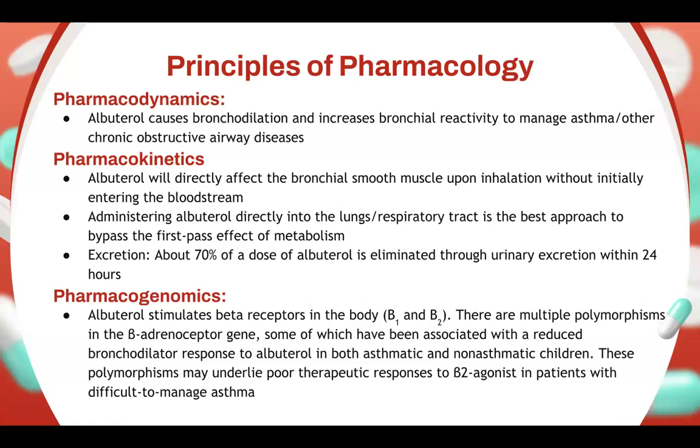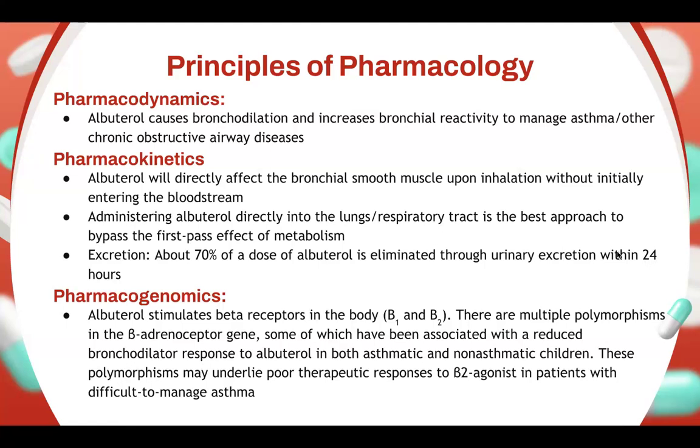For the principles of pharmacology, we have pharmacodynamics. Basically, albuterol causes bronchodilation and decreases bronchial reactivity to manage asthma or other chronic obstructive airway diseases. For pharmacokinetics, albuterol will directly affect the bronchial smooth muscle upon inhalation without initially entering the bloodstream. If albuterol enters the liver, it's metabolized very quickly. That's why administering albuterol directly into the lungs is the best approach to bypass the first pass effect of metabolism. Lastly, about 70% of a dose of albuterol is eliminated through urinary excretion within 24 hours.